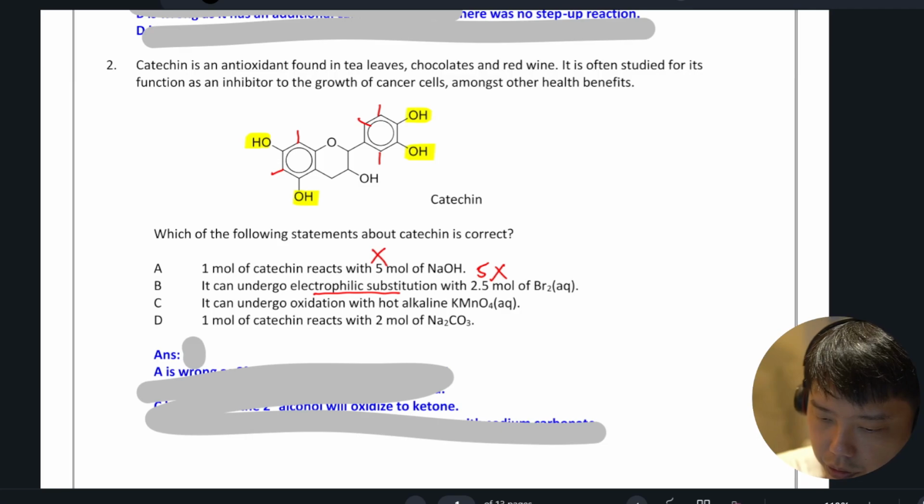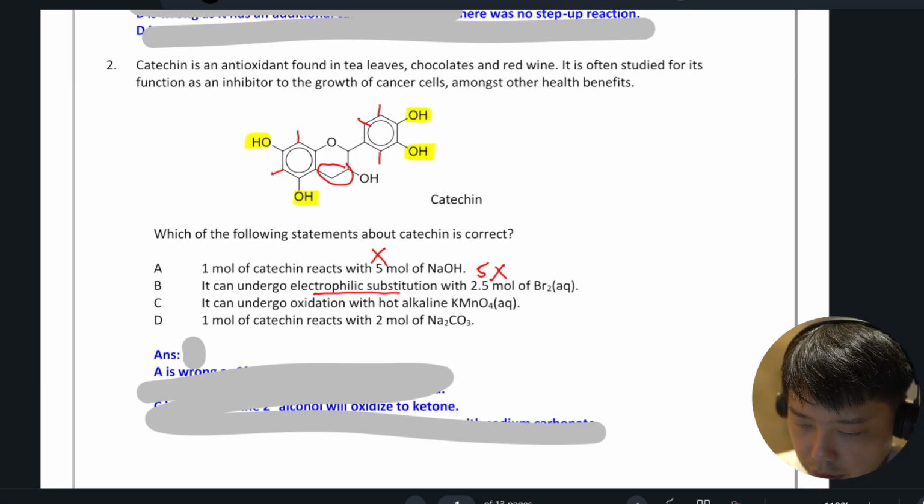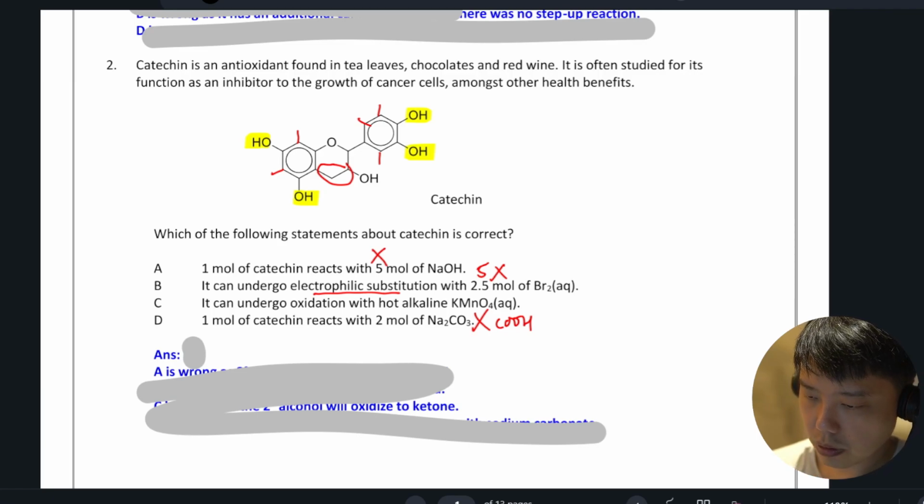Option C: can undergo oxidation with hot alkaline KMnO4. This is probably true because you can have a side chain oxidation right here. D: it reacts with 2 moles of sodium carbonate. Cannot. This is wrong because it can only react with carboxylic acid. So the only option available to us is C.